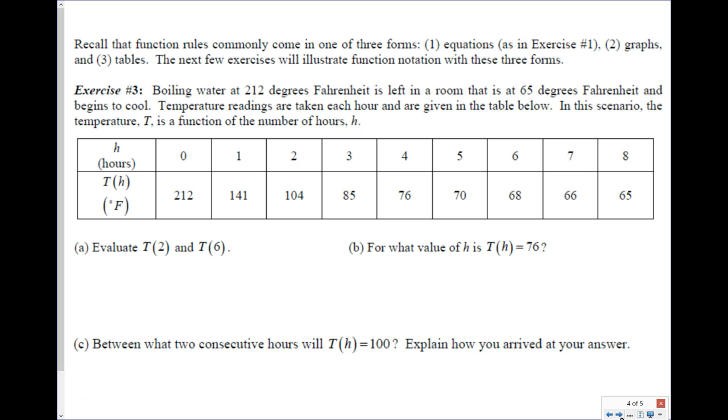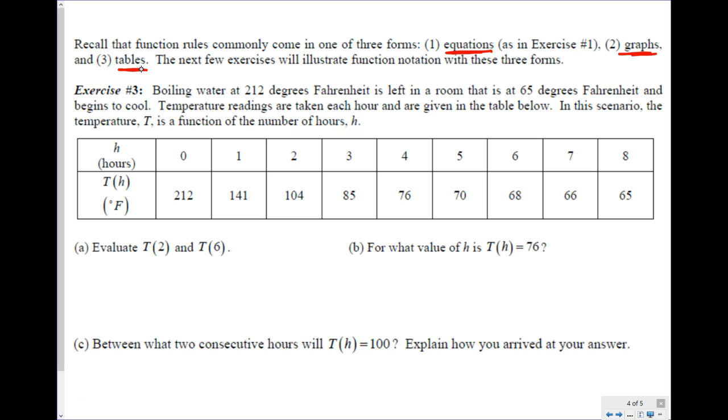Let's take a look at exercise 3. Recall that function rules commonly come in one of three forms. Equations, right? We have the rule as an equation. A graph, which is why I gave you guys coordinates. And also we have tables, which we haven't talked about yet in this lesson.